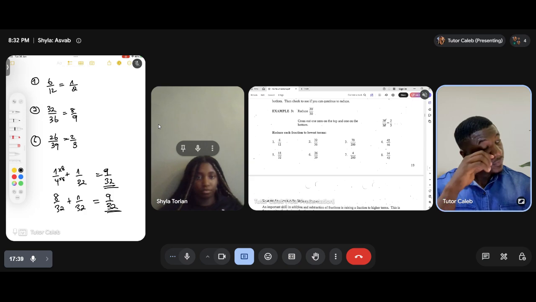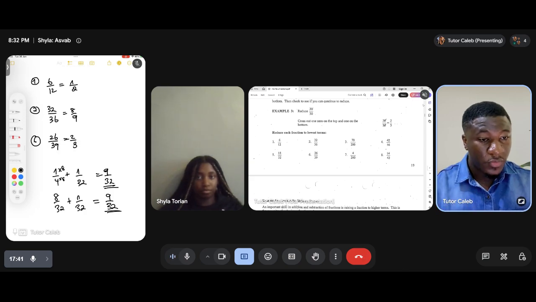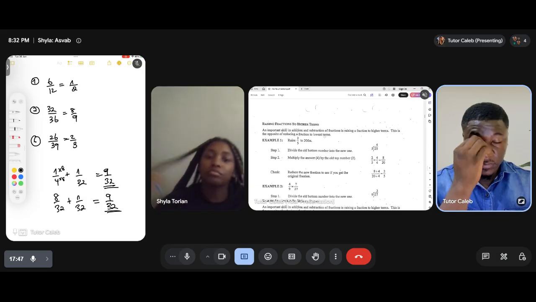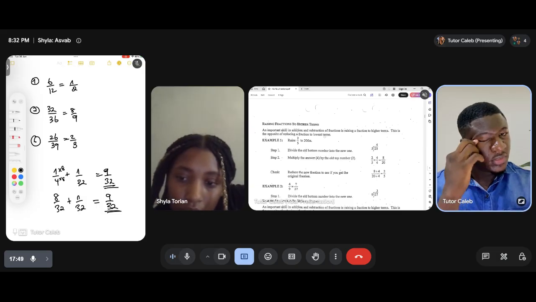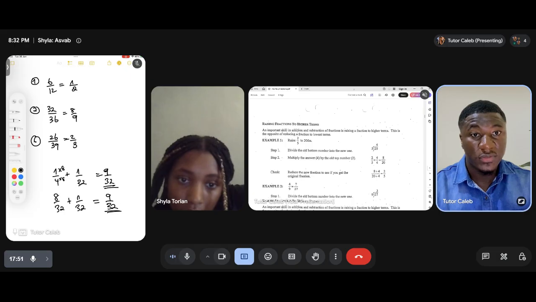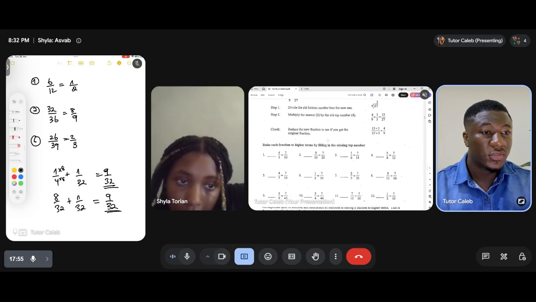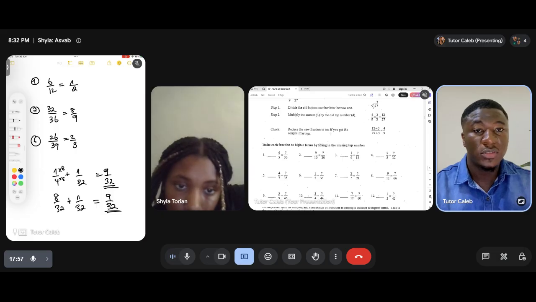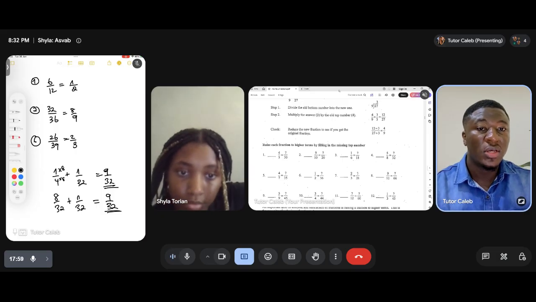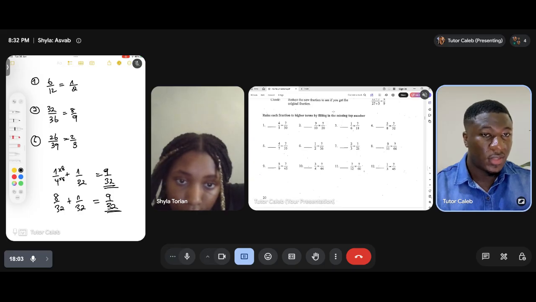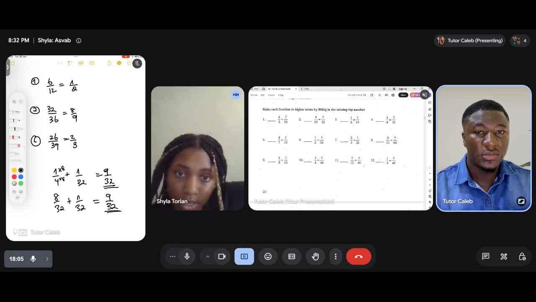Okay. The next thing we're going to be looking at is converting fractions, or let's say raising fractions to higher terms. I think this is what we just spoke about right now. But I will not spend so much time on it. I'm going to take the opportunity to teach you this as a lesson on proportions. Let's look at this. I will not use the method here. I'll use another method.